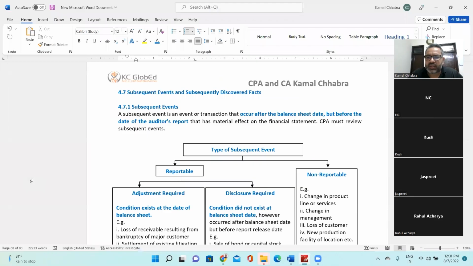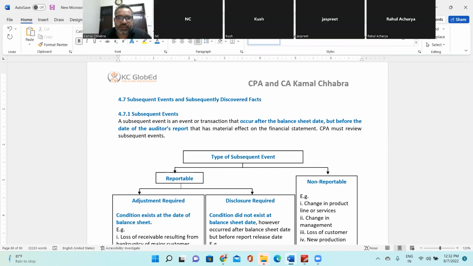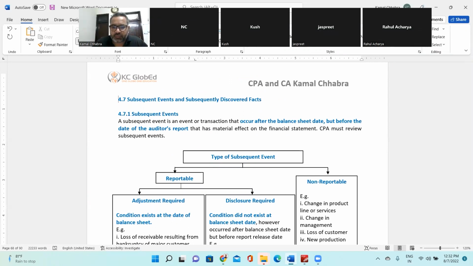We touched on this topic yesterday as well, right? I know what topic we were discussing, but we touched on subsequent events and subsequently discovered facts only a bit. So this is the same, or you can say more detail on what we discussed yesterday. Can you all see my screen?